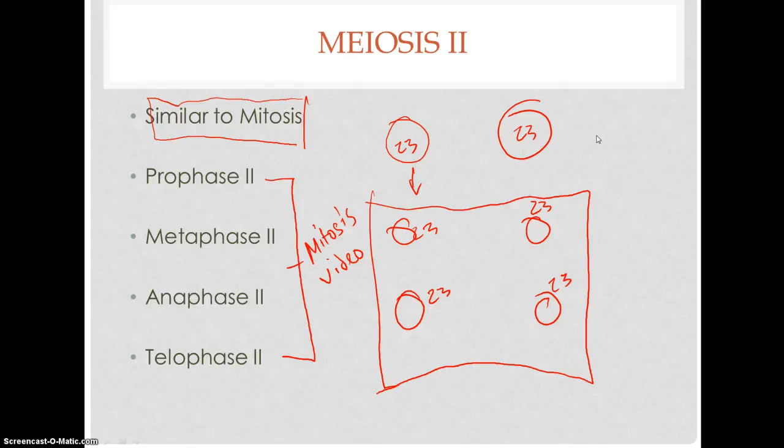We move on to meiosis 2. And this is similar to mitosis. All the stages are similar to mitosis. All we're doing here is taking the 2 haploid cells with 23 chromosomes and making an identical copy. So at the end of meiosis 2, we're going to end up with 4 cells with 23 chromosomes each. And the stages are the same: prophase 2, metaphase 2, anaphase 2, and telophase 2. You can look each one up in my mitosis video because the steps are exactly the same.